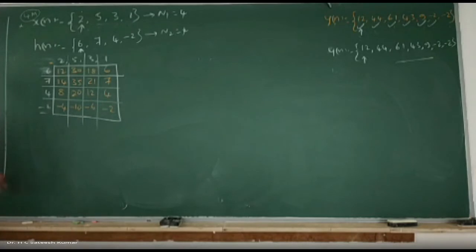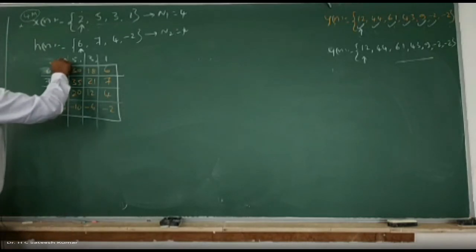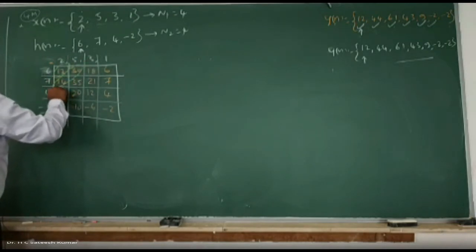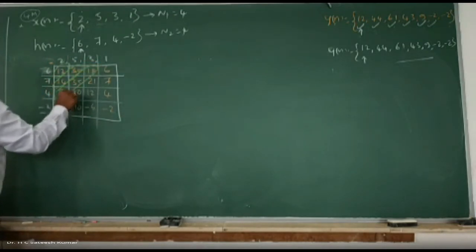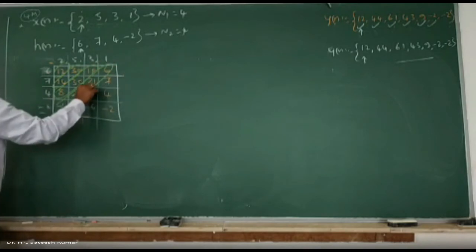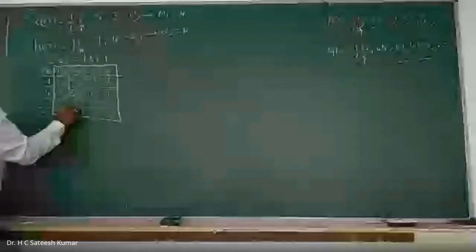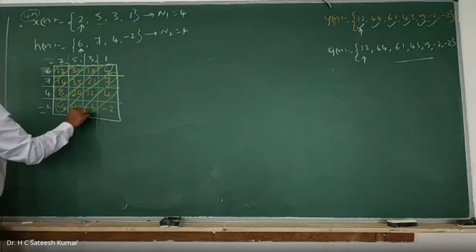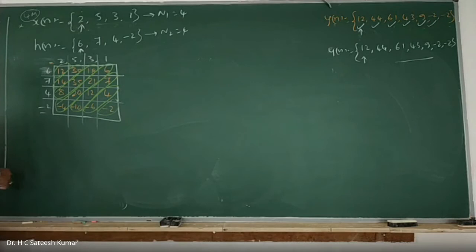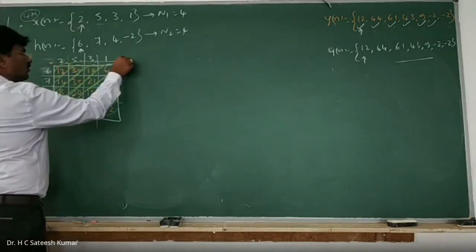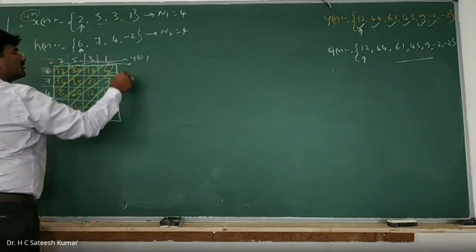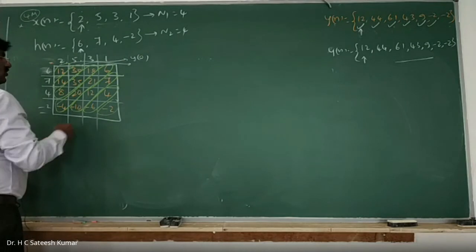Now what you should do? Group them. So this you group it. That is your first element. Add them. This you group it. Second element. Third element. Fourth element. Fifth element. Sixth element. Seventh element. That's it. Add all of them. So this will give you y of 0. First element you will get it. Second element. So arrow mark we shall put it.